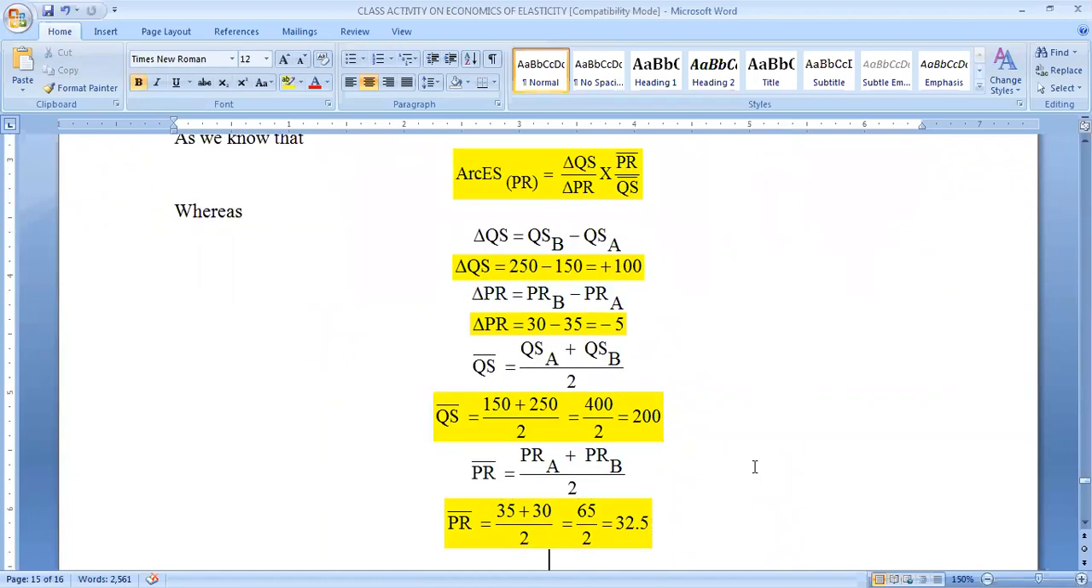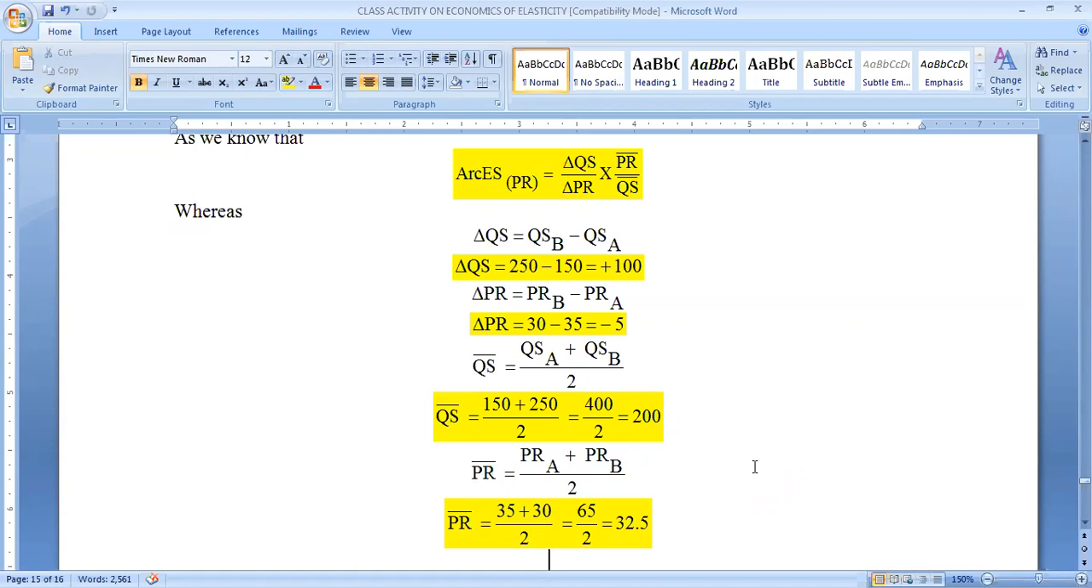QS bar equals QS at point A plus QS at point B divided by 2. QS at point A is given 150, it is given 250 at point B. When you sum both numbers, the answer should be 400. When you divide it by 2, the answer should become 200. So QS bar is equal to 200, which is the third component of the formula.